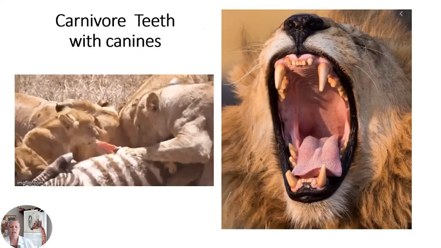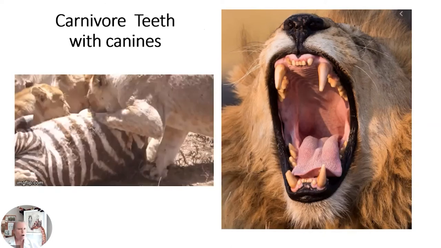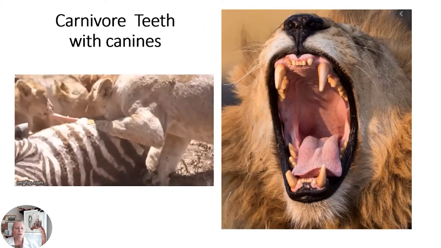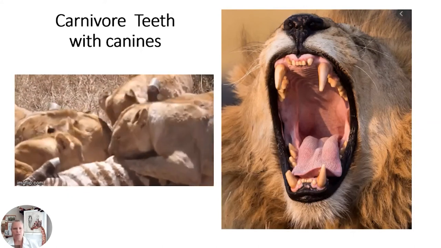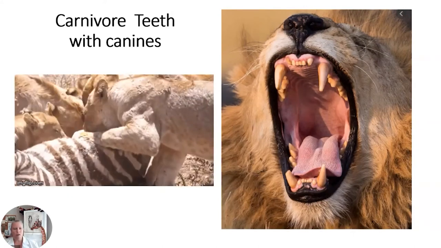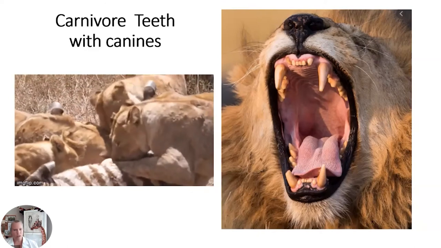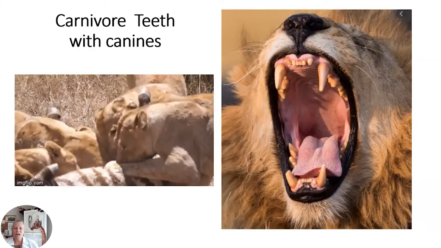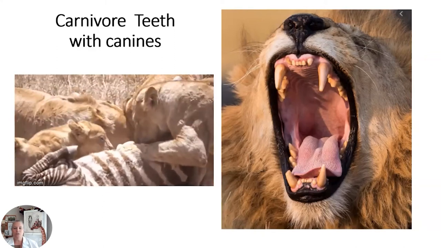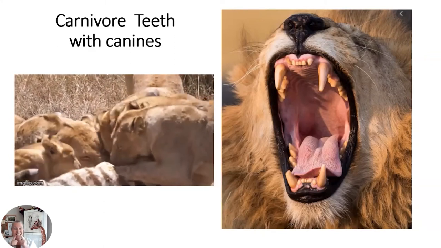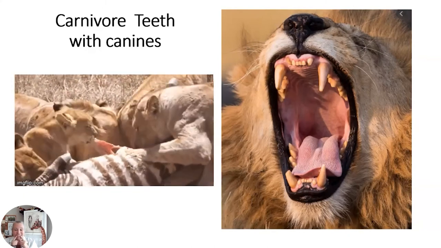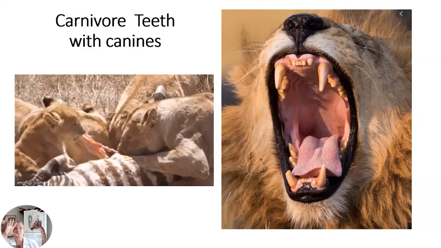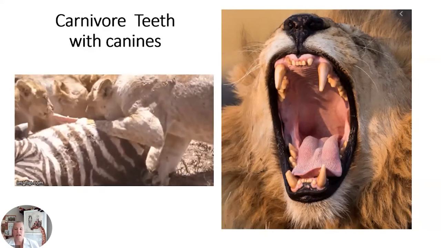All right, so let's get into our teeth now. Now our carnivores. Here you see a bunch of lions, and the lions have killed a zebra because those lions have to eat. Remember, they can't go to the grocery store, they can't go to McDonald's, they have to catch their prey. As you look at that lion's mouth, it's wide open. You see those big canines, those big sharp ones? Those big canines are to help grab and puncture so that they can catch that animal.